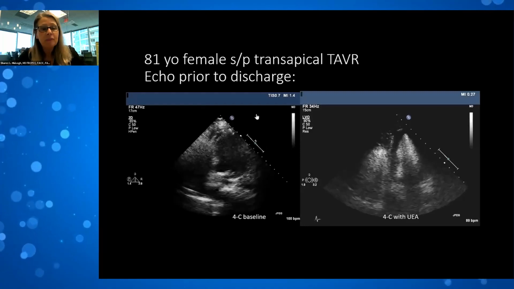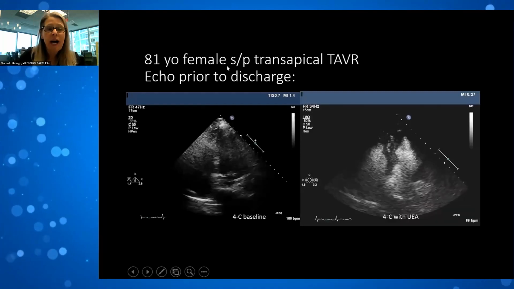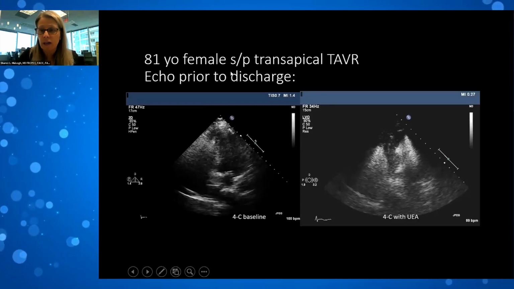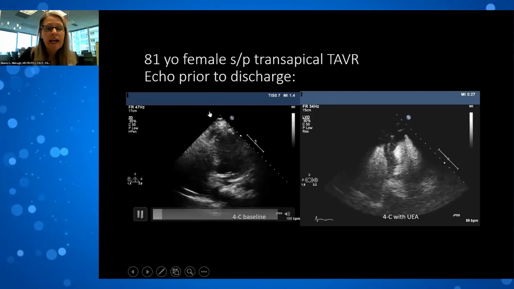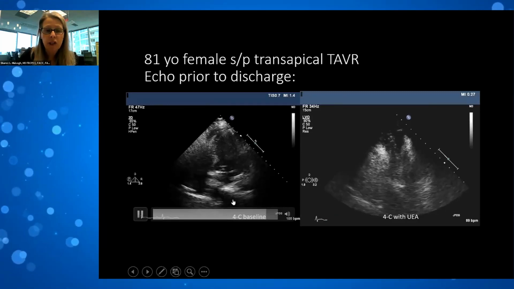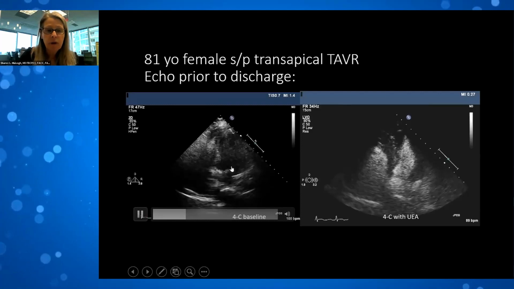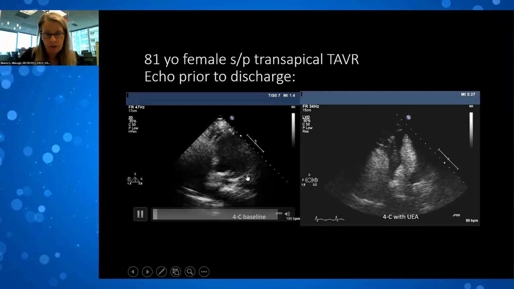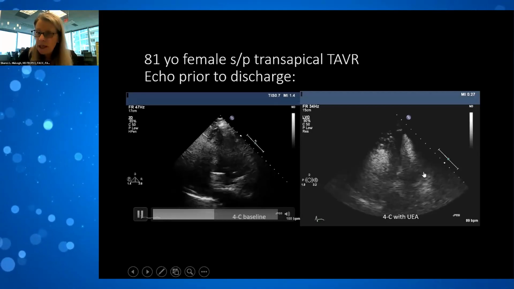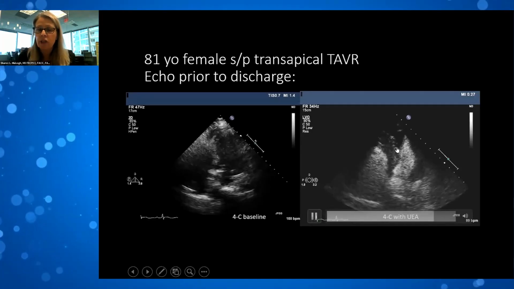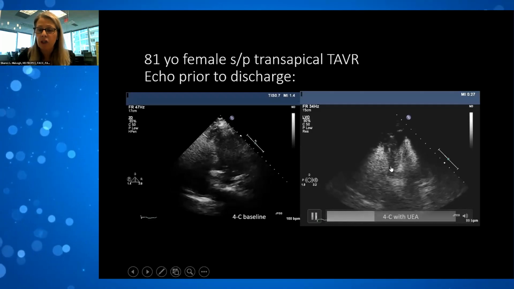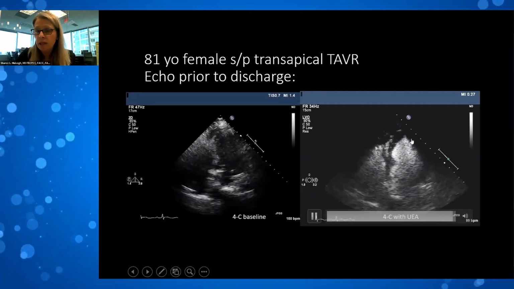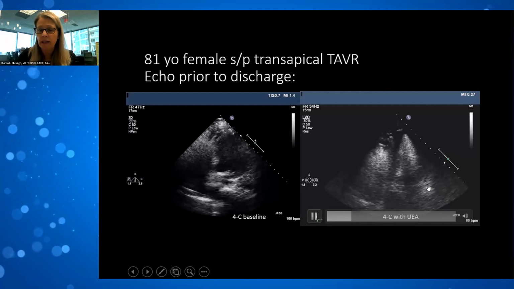How about this woman? She's an elderly woman who had had a transapical TAVR performed, and routinely echoes are done prior to discharge. And this is the conventional format with the LV on the right. And you could see at baseline that her images were very difficult. So we went ahead and gave contrast in this situation to improve the endocardial definition, which you could see she has normal LV size and a very hyperdynamic left ventricle.